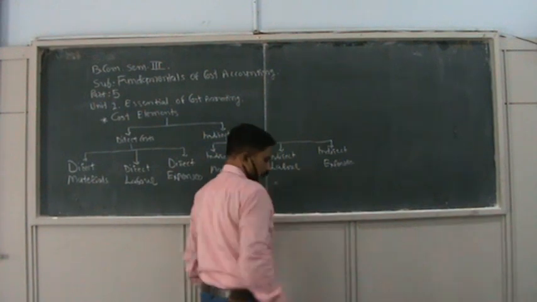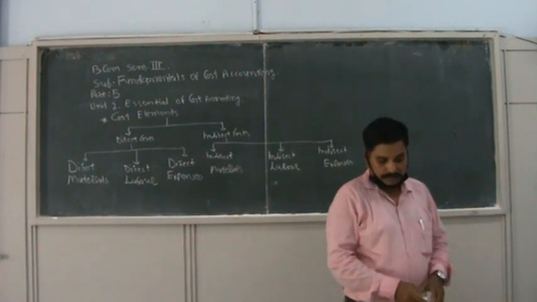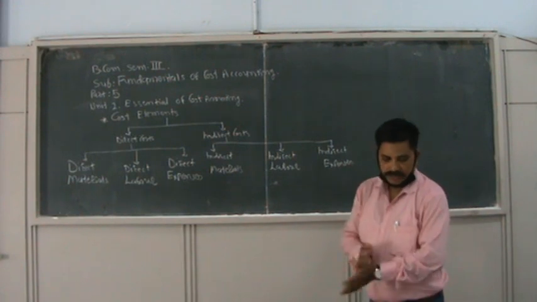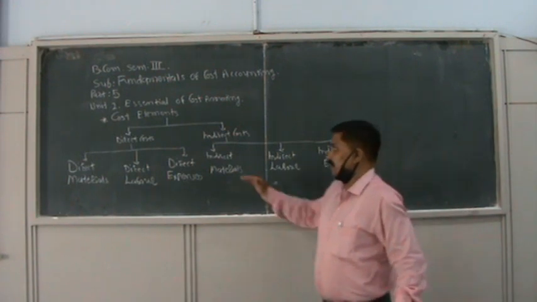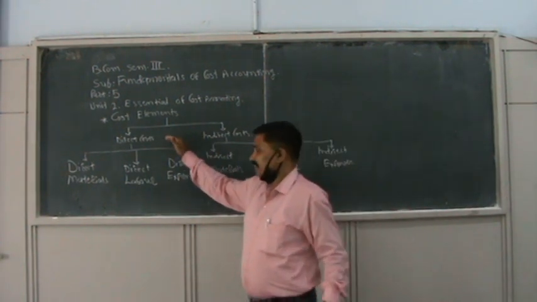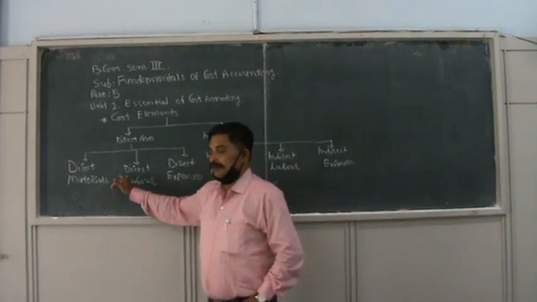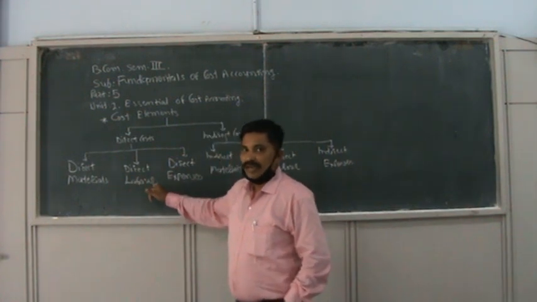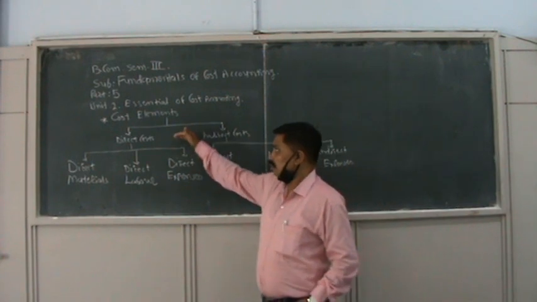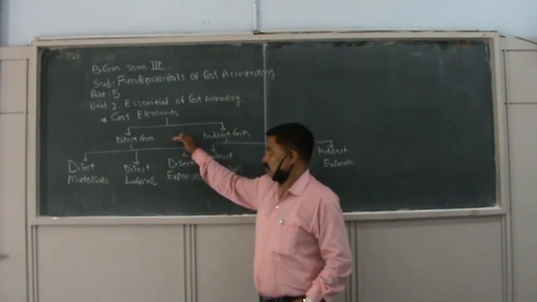So this way the element of cost is classified into two parts: direct cost and indirect cost. You can see here in direct cost, there are three contents: direct materials, direct labor, and direct expenses. So first of all, let's discuss the direct cost.